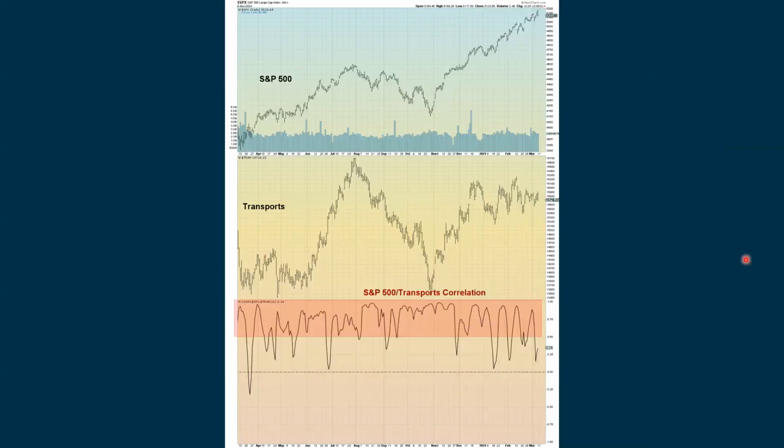And we look at the relationship between the S&P on top and the transports, showing that they don't have a real strong correlated relationship right now. The higher this reading is, the more they're having a tendency to go in the same direction at the same time. And we're seeing the S&P going up, but we're seeing transports going sideways, and that's why we're seeing a pretty low reading with this correlation.